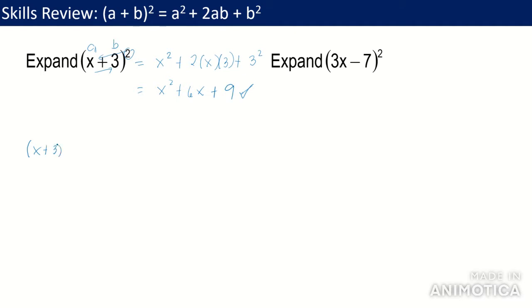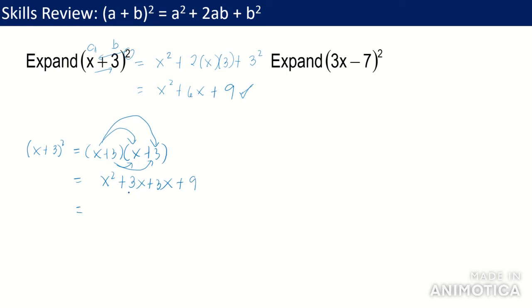We have x plus 3 squared, which is equivalent to x plus 3 times x plus 3. So these are the factors of quantity x plus 3 squared. Then we make use of the FOIL method. x times x is equal to x squared. x times 3 is equal to positive 3x. 3 times x is equal to positive 3x, and 3 times 3 is equal to positive 9.